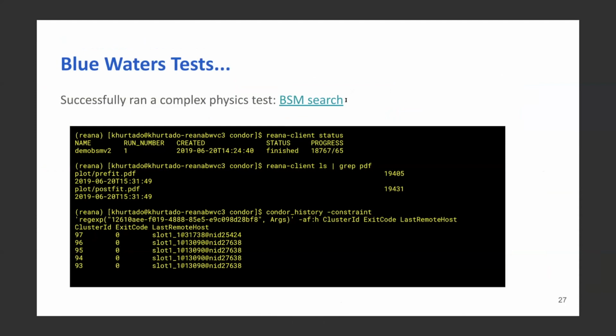Now, this is a test that we had running the Beyond Standard Model search example. And this just shows how the user works with the RIhanna client. This is after the workflow has already finished. So the user can look into the status, and then they can look into what the files are. They can download the files. The last part here is just showing the job history, just showing the jobs that were running, and this NID. These are the host names for Blue Waters workers, actually.